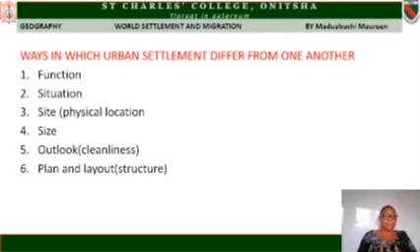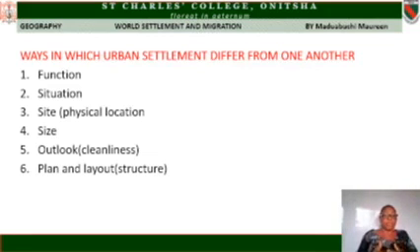Urban areas differ in function. For example, Awka is an administrative town. Onitsha is a commercial town. You see that the two of them differ in function. The situation is how they are related to their environment.